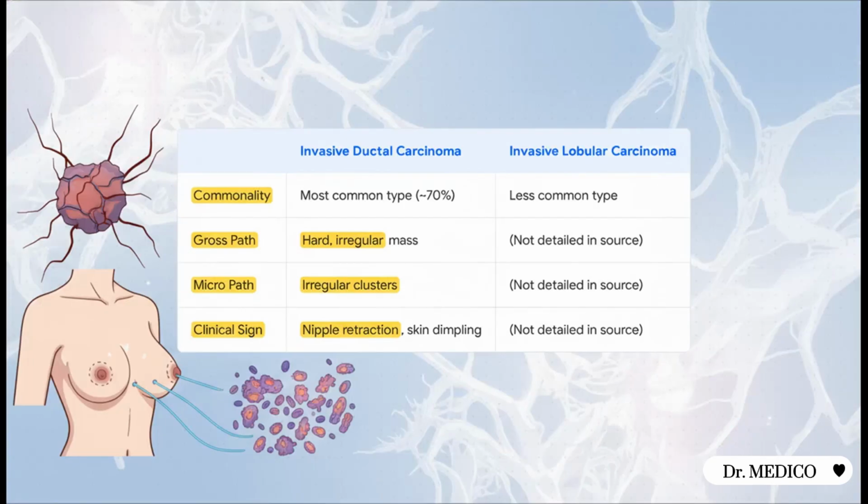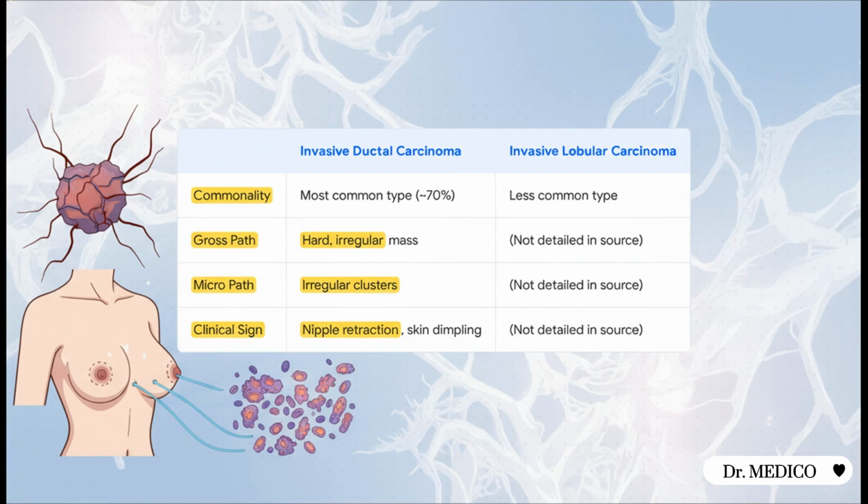So this table compares our two main invasive types. For invasive ductal carcinoma, that dense fibrosis we just saw is the key. It infiltrates and pulls on Cooper's ligaments, which causes skin dimpling, and it can retract the ducts, causing the nipple to invert.